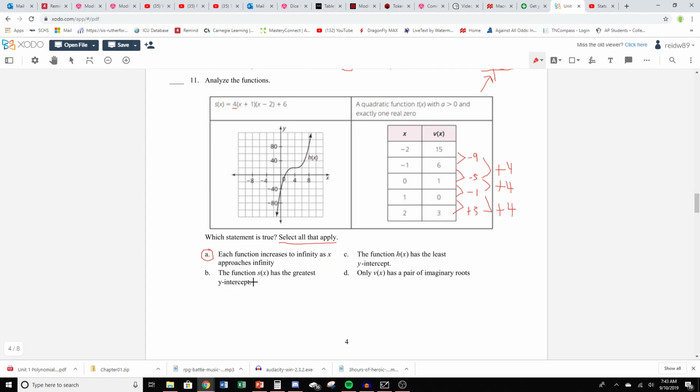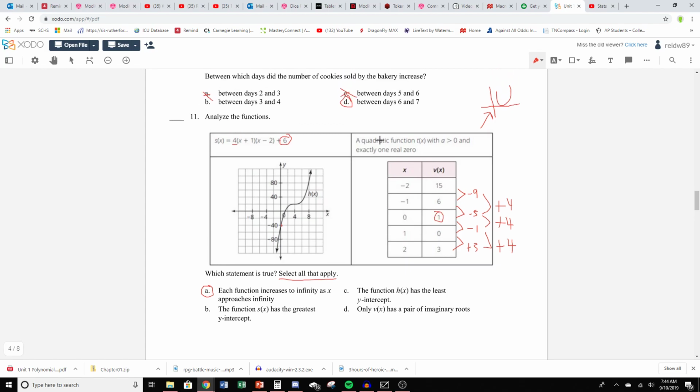The function s of x has the greatest y-intercept. Here's s of x. This last digit is actually the y-intercept, which is 6, which is greater than this one, which is right here, negative 40. The y-intercept on this one is this one here, 1.